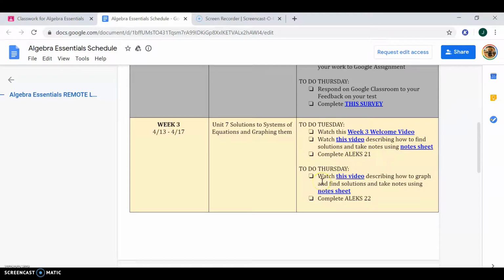On Thursday, similarly, watch this video. It's a new video from Mr. DeFelice, describing how to graph and find solutions, and then take notes using this note sheet. You can use scratch paper if you don't have a printer to print out this note sheet. Complete Alex 22. So all you're doing this week is watching some notes videos on new material and completing Alex.